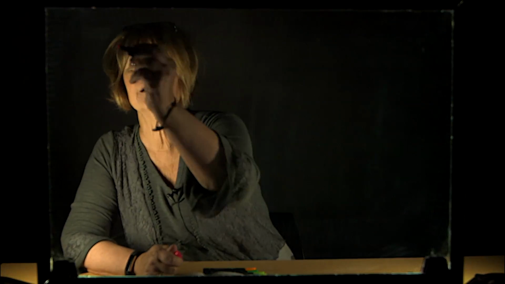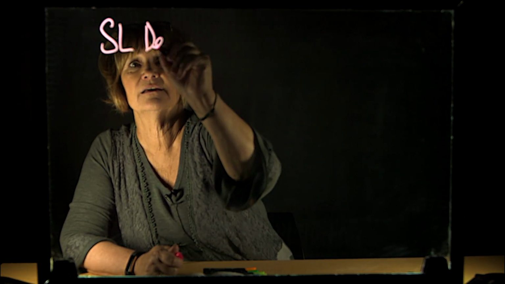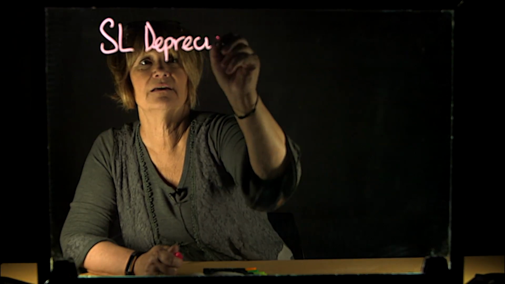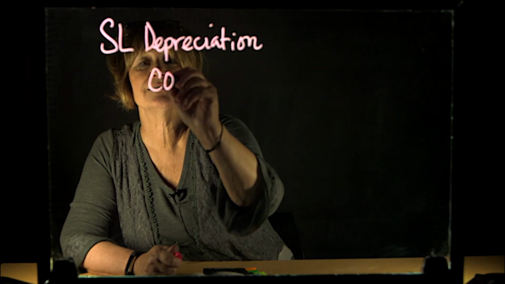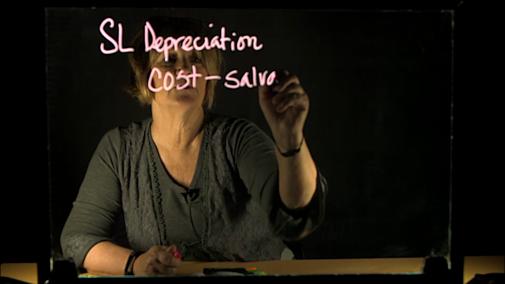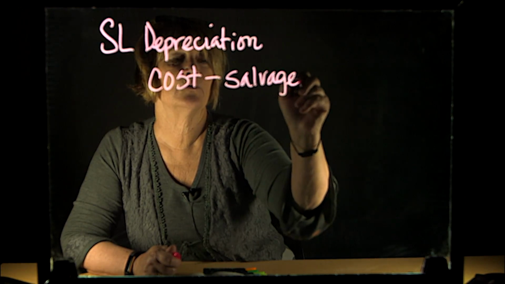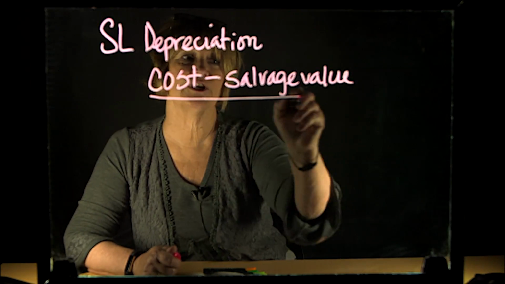And there are 3 depreciation methods. In this first video we'll be dealing with the first method, which is straight line depreciation. So straight line depreciation formula is cost minus what we call salvage value, or sometimes the word residual value is used interchangeably.